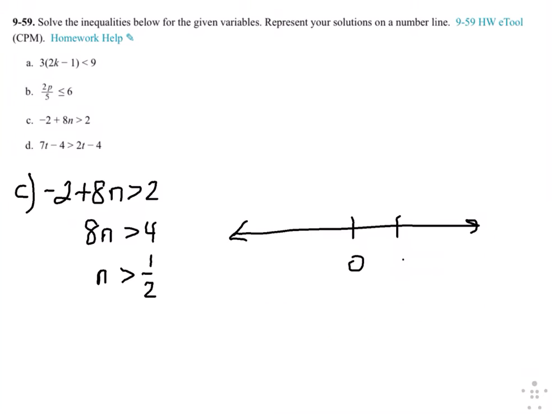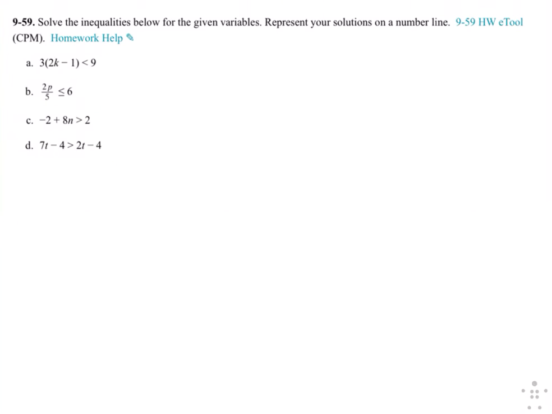0, 1, negative 1. All right, 1/2. So let's make that negative 1 and negative 1/2. All right, greater than, so that's an open circle. And greater than is to the right, right? And there's my graph. And the last one, let me make space.